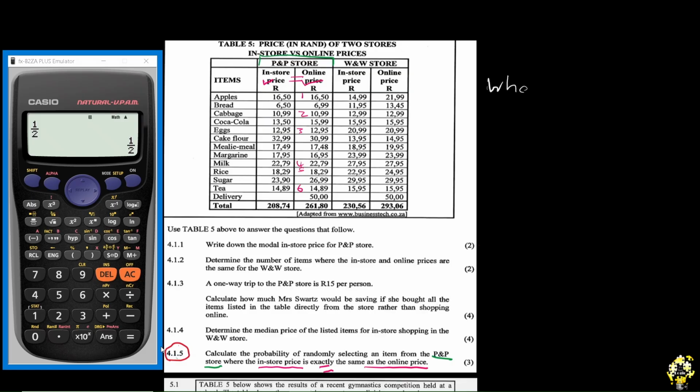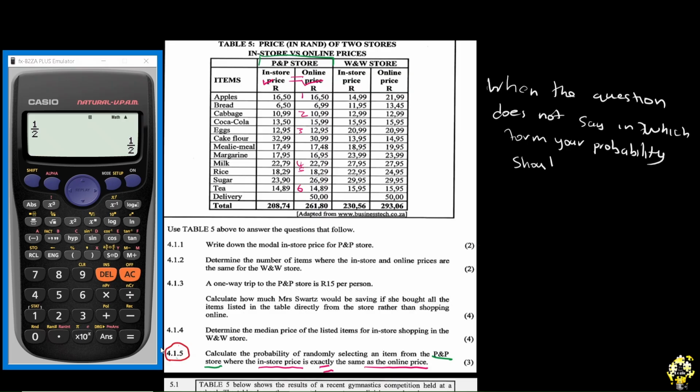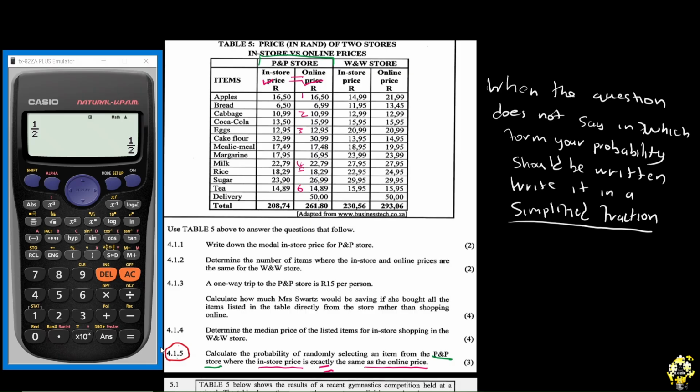When the question does not say in which form your probability should be written, write it in a simplified fraction. Whenever you're not told, leave it in a simplified fraction. Now, because we're not told, that's exactly what we are going to do.